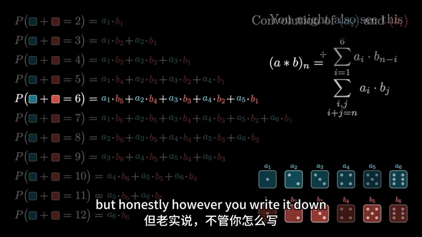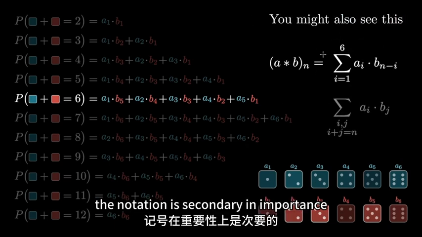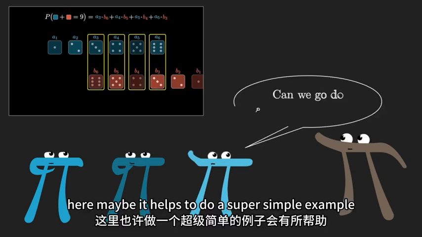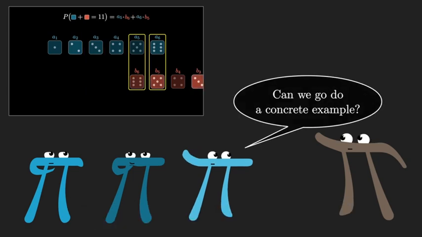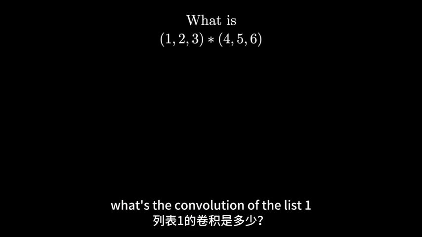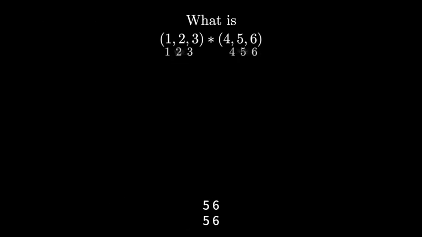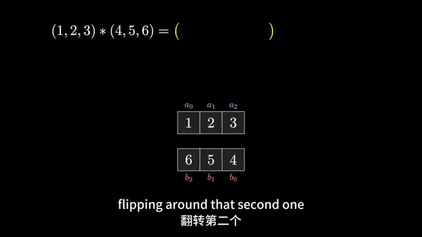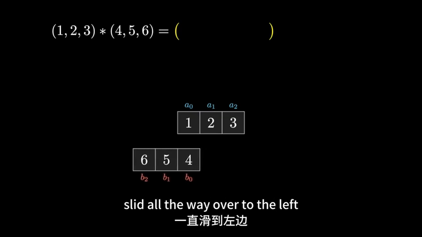But honestly, however you write it down, the notation is secondary in importance to the visual you might hold in your head for the process. Here, maybe it helps to do a super simple example, where I might ask you what's the convolution of the list 1, 2, 3 with the list 4, 5, 6. You might picture taking both of these lists, flipping around that second one, and then starting with it slid all the way over to the left.